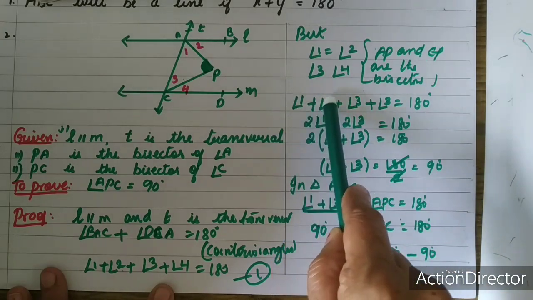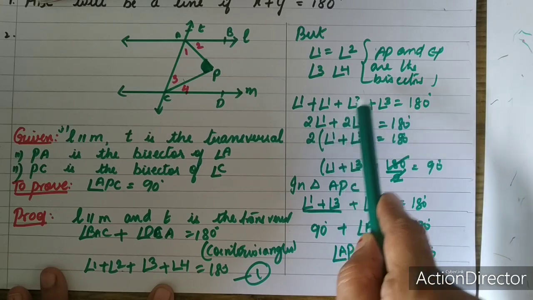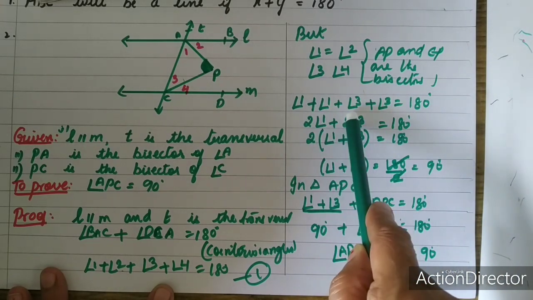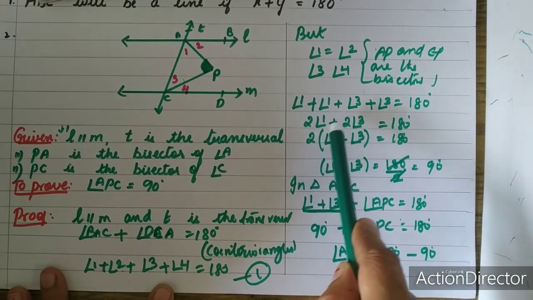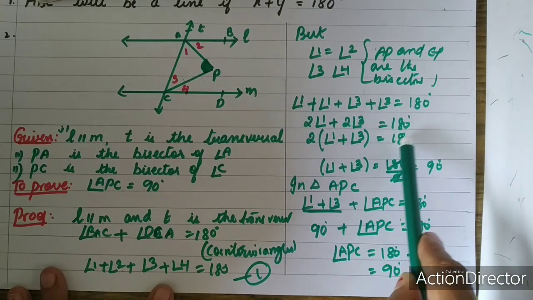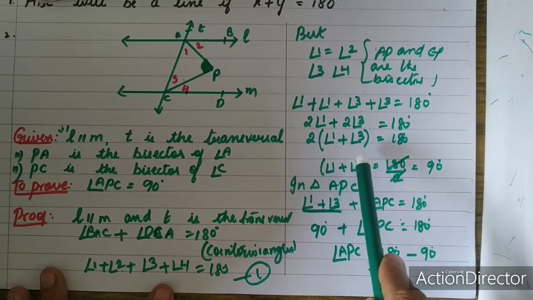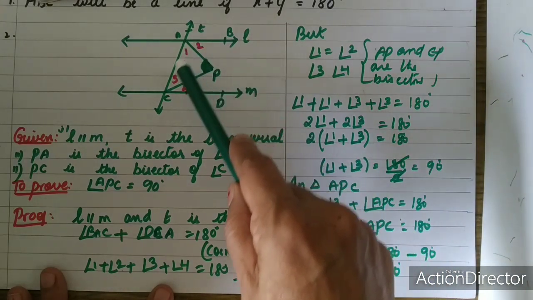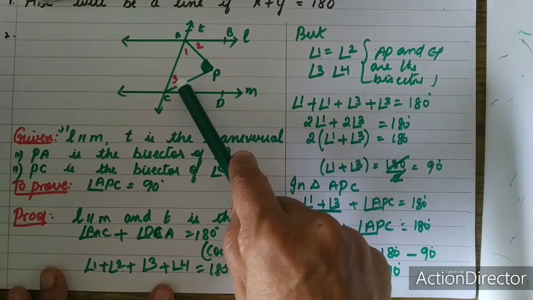We are having 2 times angle 1. So 2 times angle 1 plus 2 times angle 3 is equal to 180 degree. Taking 2 common outside, 2 into angle 1 plus angle 3 is equal to 180 degree. Angle 1 plus 3 is equal to 90 degree. Now you have proved angle 1 plus angle 3 is equal to 90 degree.